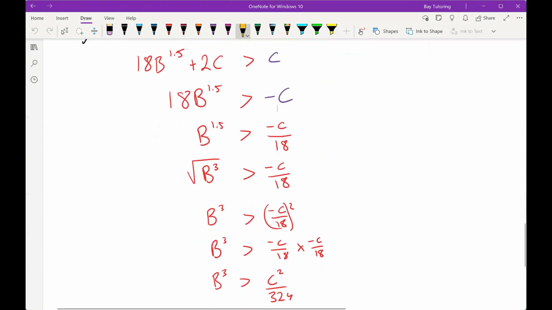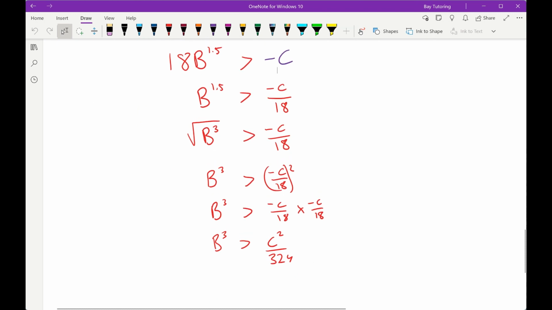And then for excellence, getting all the way down to here. They did actually accept if you got to here. In the exam marking, they actually accepted it if you left it at that stage. So either of those is okay. So that's question 1 complete.